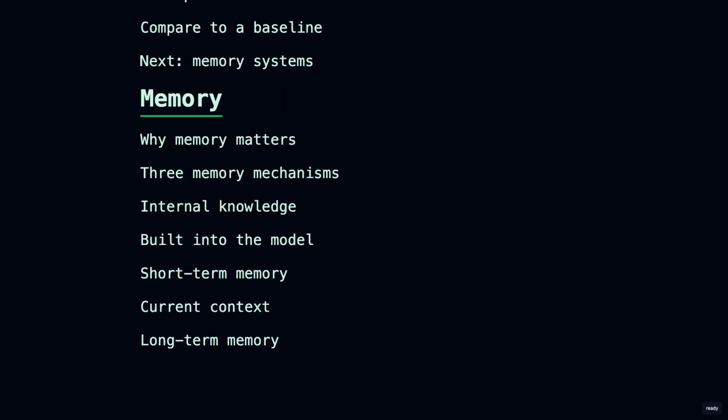The third mechanism is long-term memory, usually backed by external storage. It gives the model access to information across tasks, which is why it is so useful in RAG and agent systems.